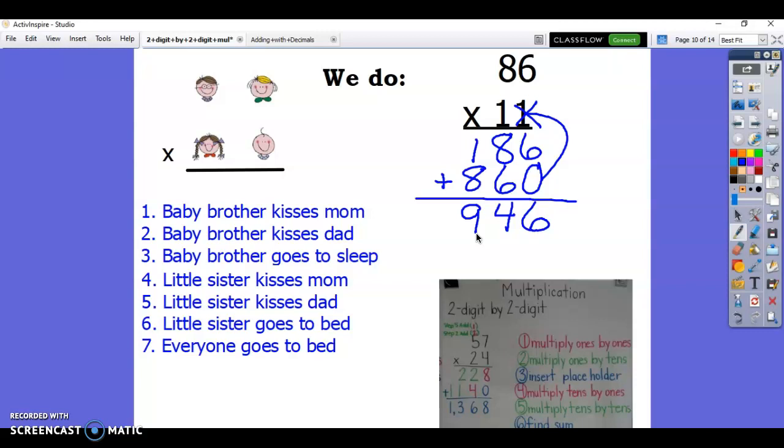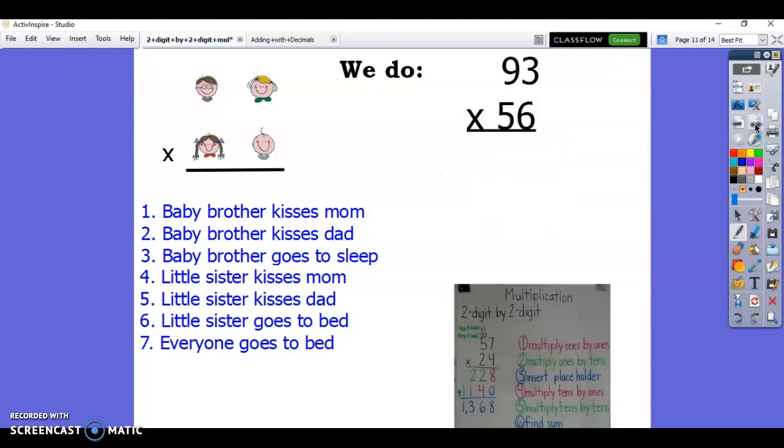And last one that we are going to practice, whole group. Again, you can use whatever acronym works for you. You can do all in the family or our standard. But we have 93 times 56. So pause the video here and see if you can get this one in your notes. 93 times 56.